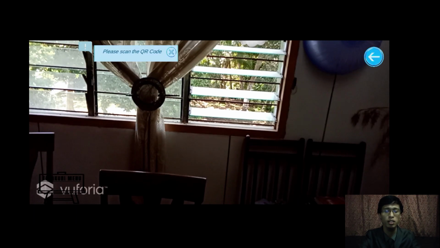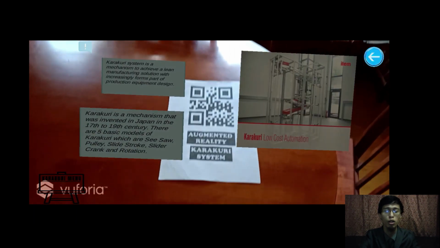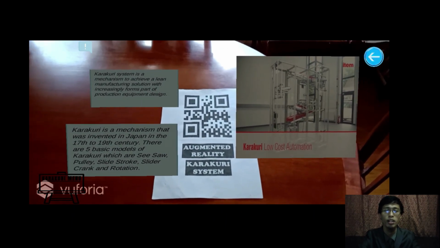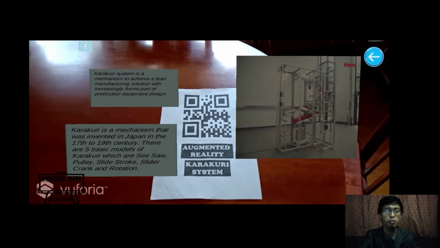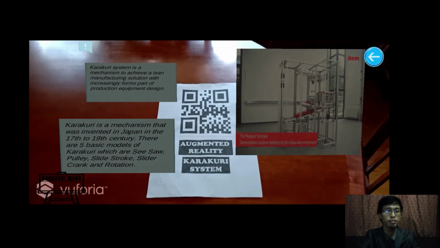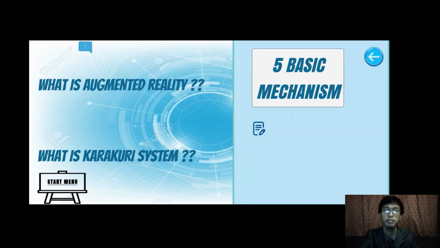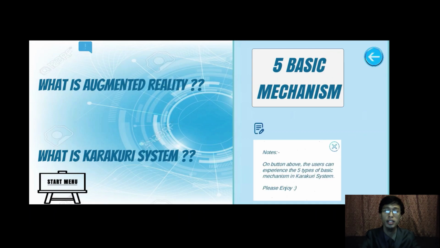We click the text and we scan the QR code. The video about the Karakuri system will pop up, and the encyclopedia. Okay, next we enter the main content, the 5 basic mechanisms.